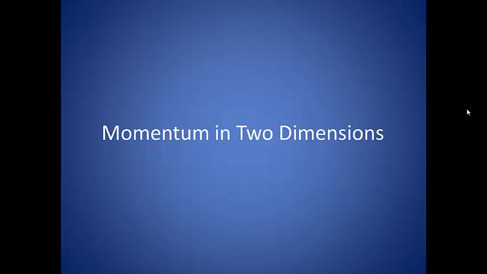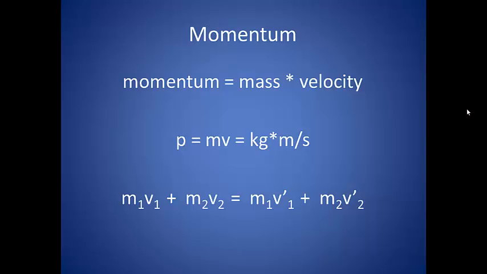The thing about collisions is that they very rarely occur in one dimension. In this section we are going to discuss momentum in 2 dimensions. Remember that momentum is the mass of a moving object multiplied by its velocity. Also keep in mind that the total momentum before a collision is equal to the total momentum after the collision, and that sometimes the kinetic energy is conserved.